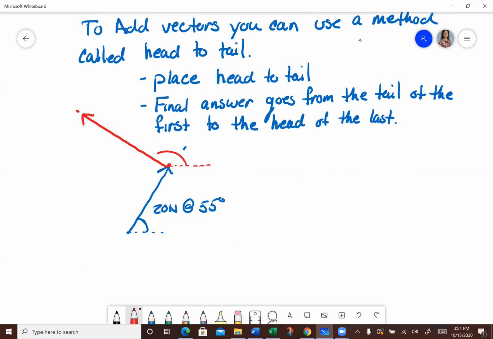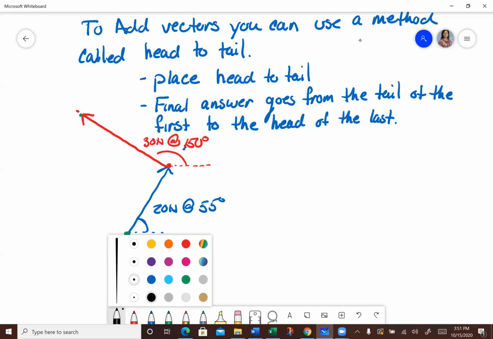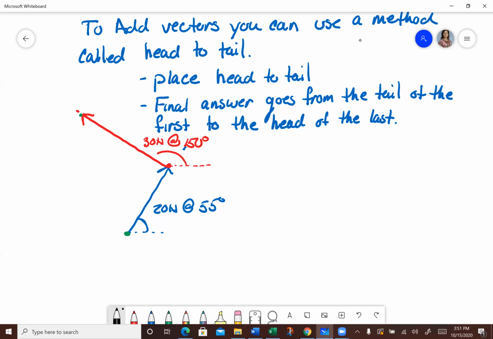So I added my second vector of 30 newtons at 150 degrees to the first vector. My answer then goes from the tail of the first vector to the head of the last vector. So I'm going to connect those two points, and that is my answer. So now for my answer, all I want is that result.